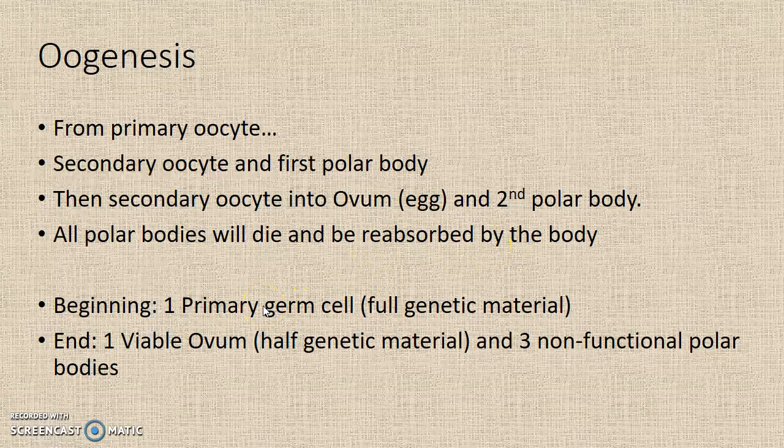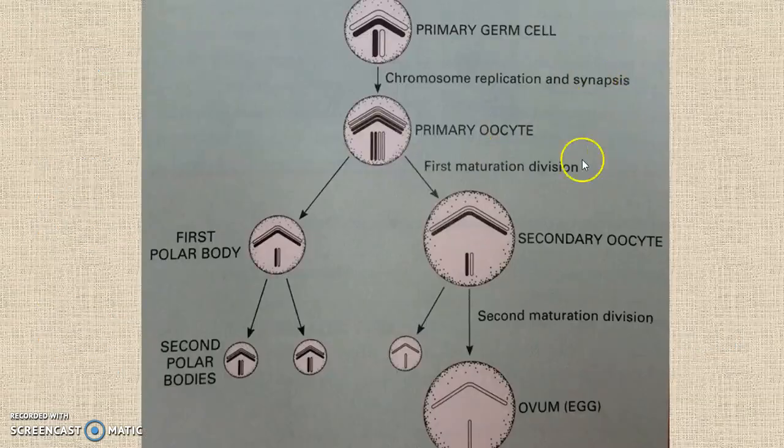So again, just in text form, the beginning is the primary germ cell with full genetic material, just like sperm, whereas the end is one viable ovum with half the genetic material and three non-functional polar bodies. Let's look at this picture again. We have our primary germ cell, which replicates the genetic material and divides. So you have your first polar body and your secondary oocyte. This is still not a functional ovum. Then it doesn't replicate, but it divides again to get half the genetic material, and you have one, two, three polar bodies and one functional egg, or ovum.